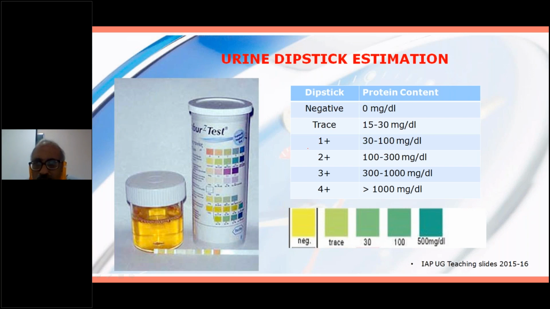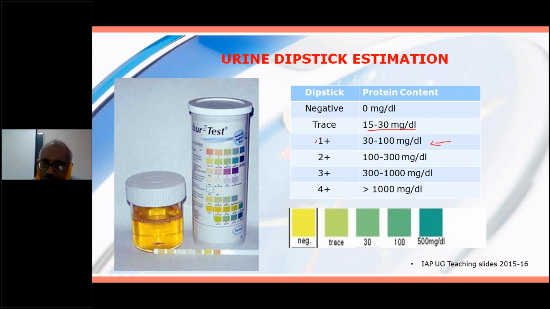See, dipstick is a common thing. When you say 1 plus urine, it usually tells you approximately 30 to 100. Normally there may be 15 to 30 milligrams per deciliter, which may be normal actually. We cannot take it into consideration because of Tamm-Horsfall protein. The total daily tubular protein excretion is less than 300 milligrams, mostly because of Tamm-Horsfall protein.